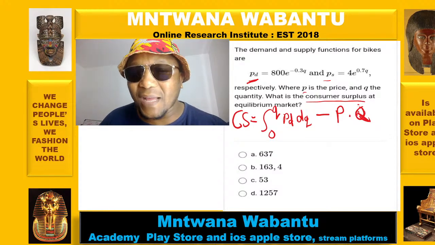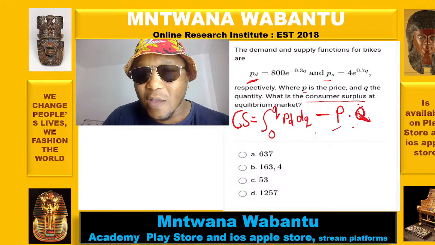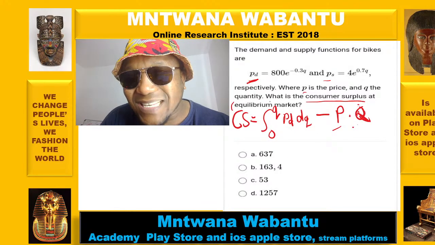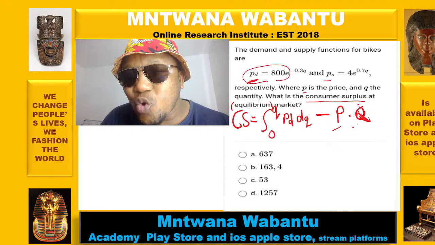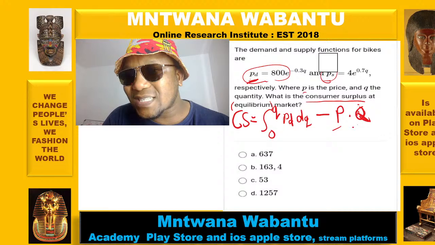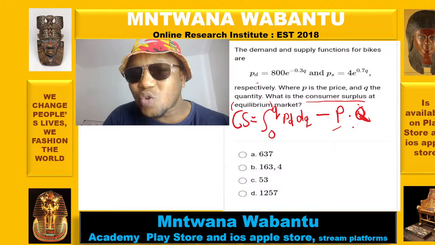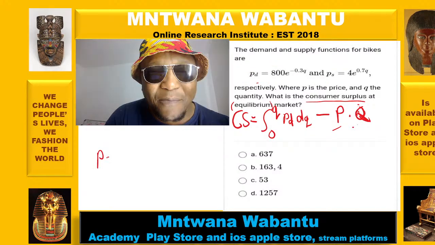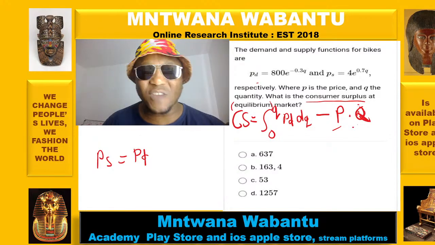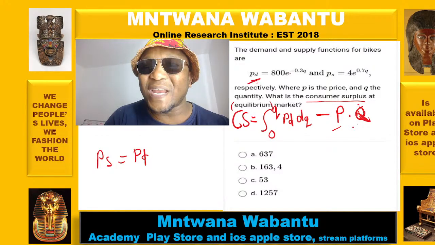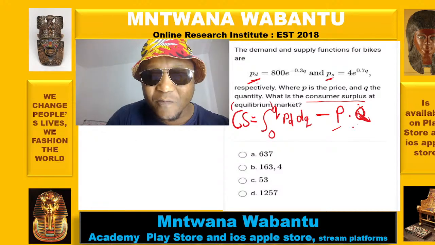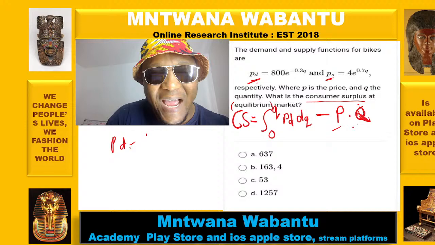So we have to find what P and Q are. First and foremost, remember they say it is at equilibrium. Since it's at equilibrium, you're going to equate the price of supply and the price of demand. At equilibrium, the price of supply always equals the price of demand. So let me equate them: price of demand equal to price of supply.